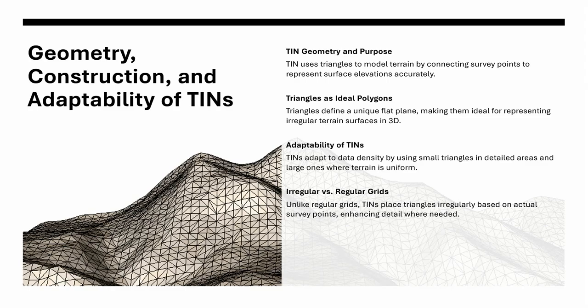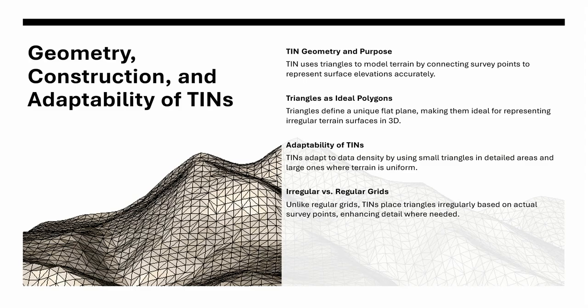But why triangles? See, triangles are the simplest polygon in geometry. Unlike squares or hexagons, a triangle is always flat. 3 points define a single plane. That makes triangles perfect for modeling terrain. Imagine you have 3 survey shots: the top of a hill, the bottom of a ditch, and a point in between. If you connect those with a triangle, you can interpolate the elevation anywhere inside that triangle by assuming the surface is flat between them. That assumption is locally reasonable because 3 points are the minimum needed to describe a unique plane in 3D space.